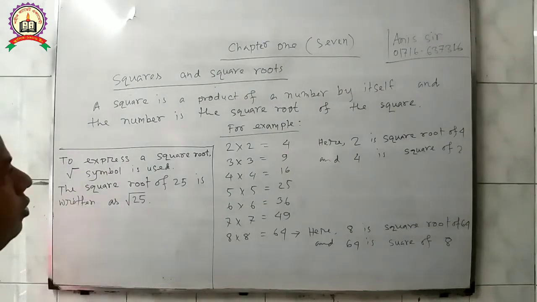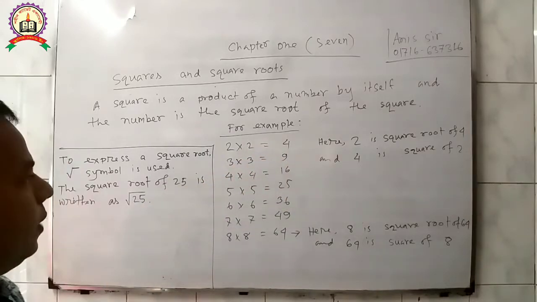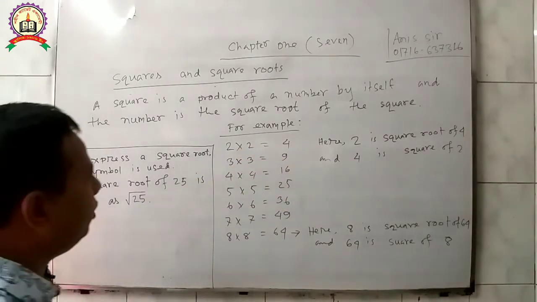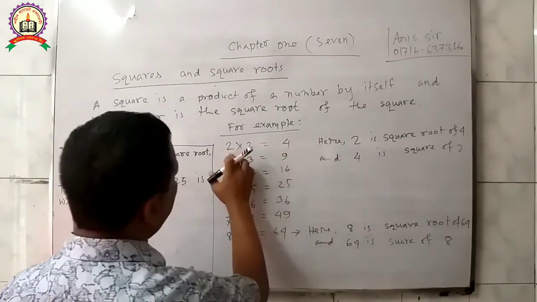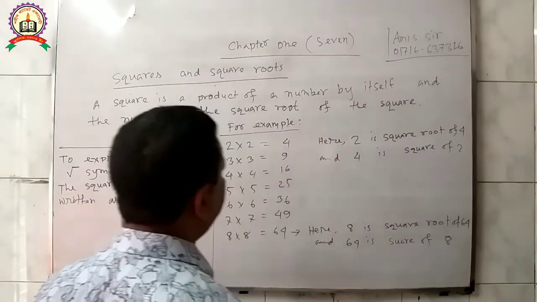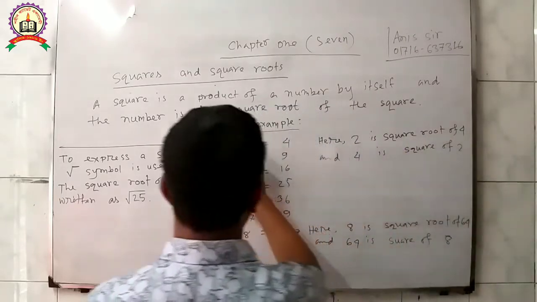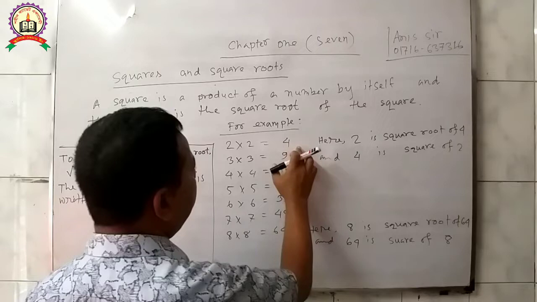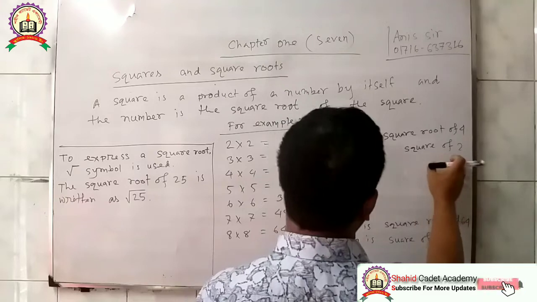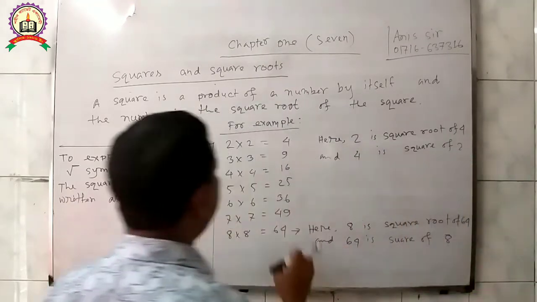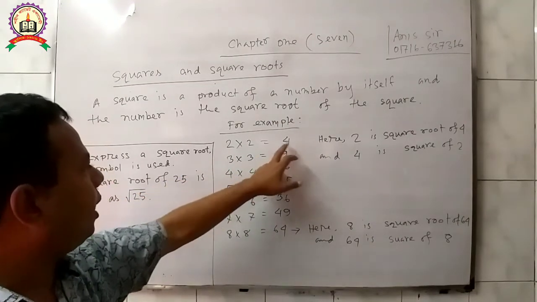To be clear, we have to see an example. For example, 2 into 2 equal to 4. Here 2 is the square root of 4 and 4 is the square of 2. Here 4 is the square and 2 is the square root.